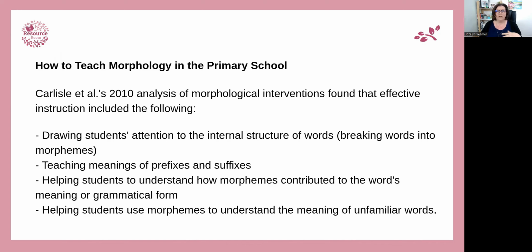Now, how do we do that though, is a little trickier to pin down. So I've turned to Carlisle's 2010 analysis of a number of morphological interventions. There were 17, if I'm remembering correctly. And if I'm not, I apologize, but yeah, there were a number of them. And they had a look at the common features of the effective morphological interventions, and these were 4 of them.